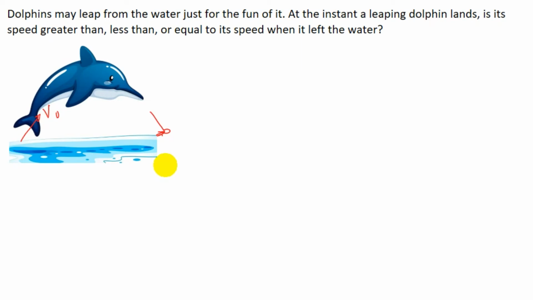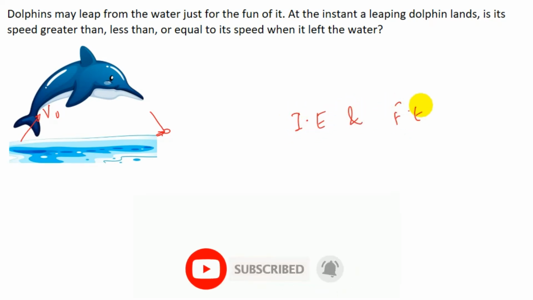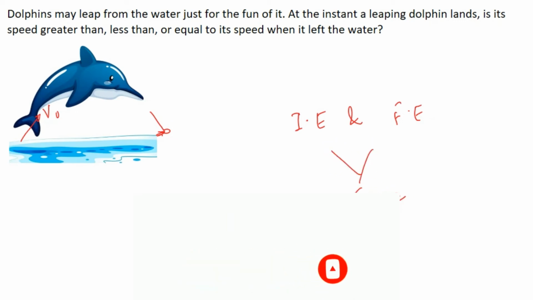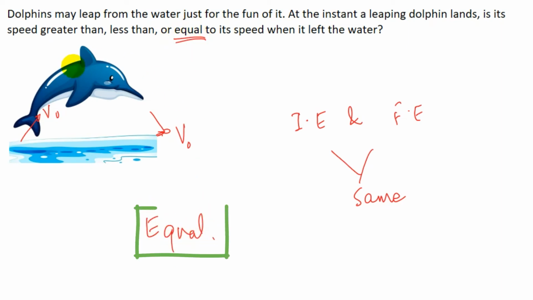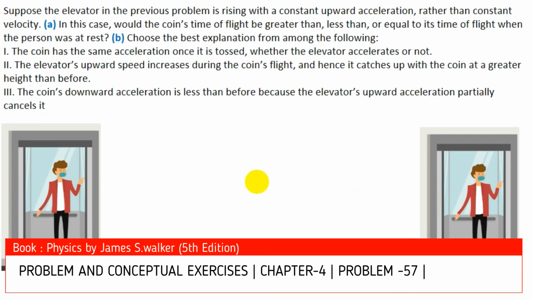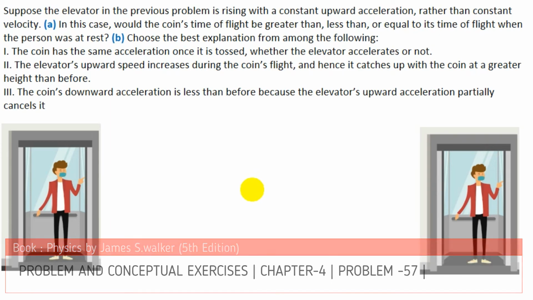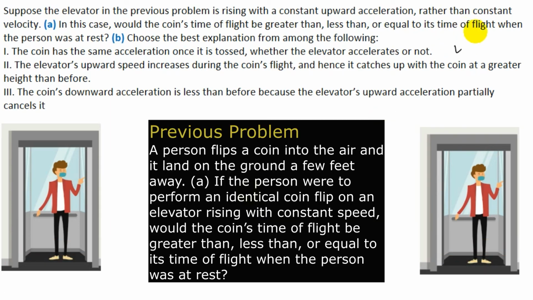Now we can consider the dolphin to be a projectile where the launching and the landing altitude are the same. And when we discussed the key characteristics of projectile motion, I told you that when the initial elevation and the final elevation are the same, then the launching speed and the landing speed are the same. Thus, it will land with the same speed with which it was launched. The answer would be that this will be equal because of the symmetry of projectile motion. Now, this question is connected with the previous problem, and I will discuss both problems one by one. First, we will discuss the previous problem and then we'll get back to this question.